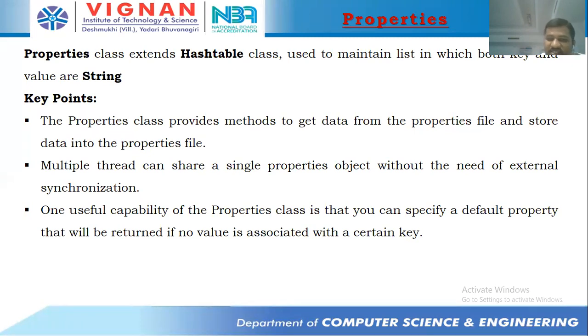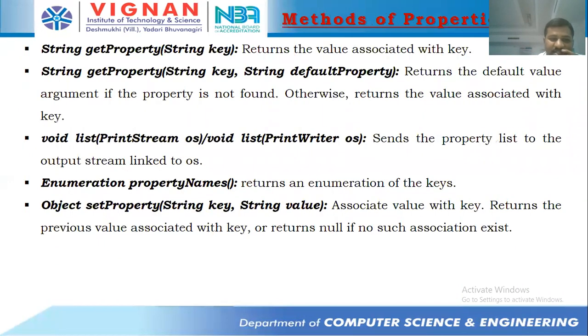So multiple threads can share a single Properties object without the need for external synchronization. One useful capability of Properties is that you can specify a default property, which will be returned. So it's not required, but try to remember the first point. The Properties class provides a method to get the data from a properties file and to store the data into the properties file. So for that we have some methods.